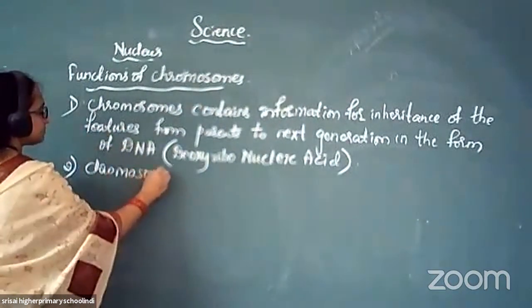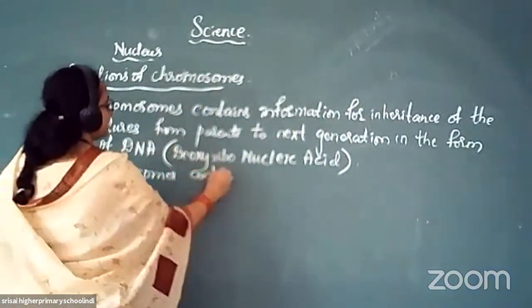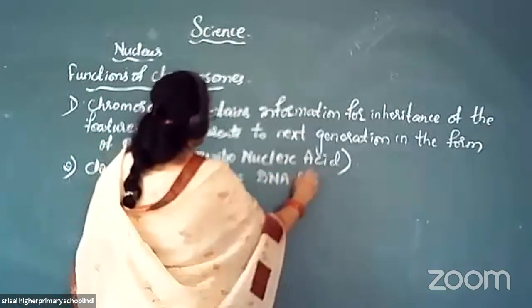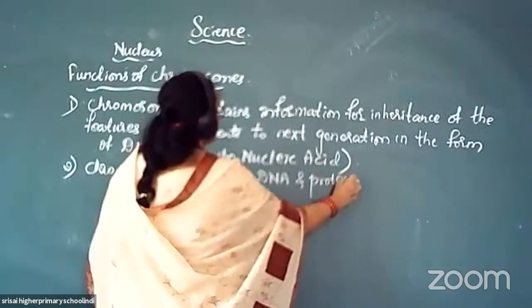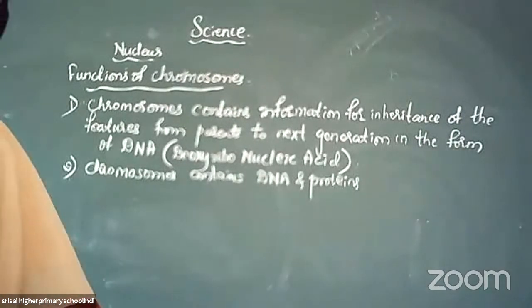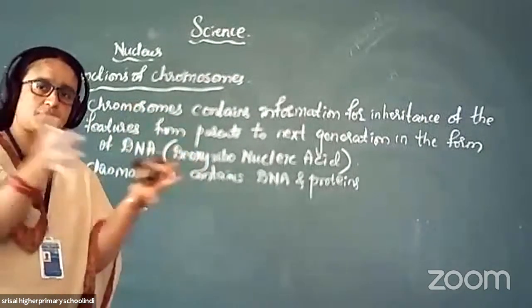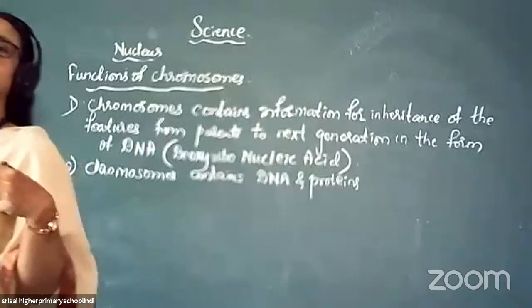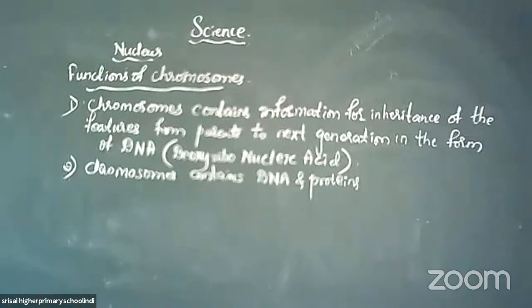Chromosomes contain what? Contain DNA and proteins. Very good. DNA and proteins. Protein is also one of the chemical substances. Amino acids, you know, they will join together to give the protein. It is an important thing that our body needs, a very important substance that is required by your body. When the amino acids group together, we will get the protein.